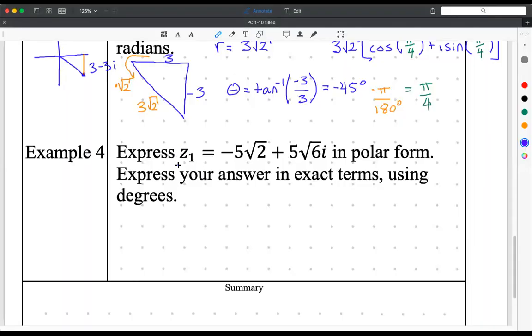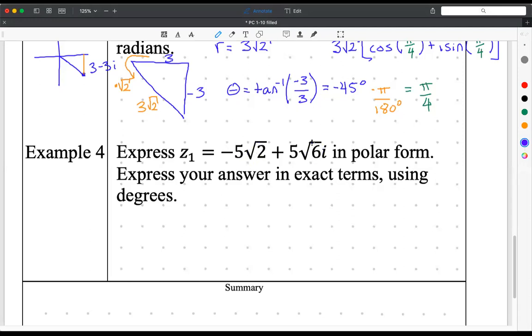And for example 4, we need to get this rectangular form into polar form, just like example number 3. So the first thing that I want to do is draw this out. And it's even harder to draw it out now because we have a square root. Like, which one is bigger? Negative 5 square root of 2 or 5 square root of 6? And you should hopefully see, yeah, square root of 6 is bigger than square root of 2.